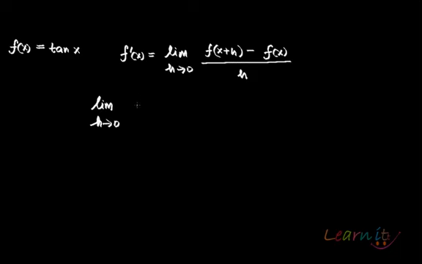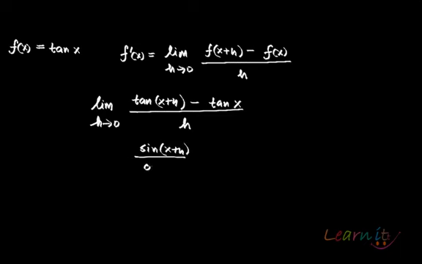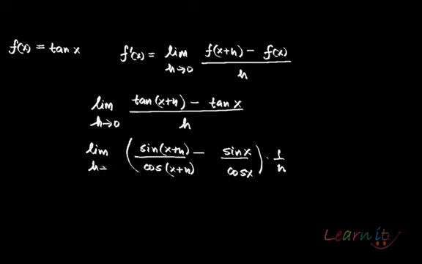So what you will write this as is the limit of h tends to 0. In place of f(x plus h), you can write tan of (x plus h), minus f(x), which is just tan x, divided by h. So tan of (x plus h) could be written as sine of (x plus h) divided by cos of (x plus h), minus sine x divided by cos x, into 1 upon h, and this is the limit of h tends to 0.